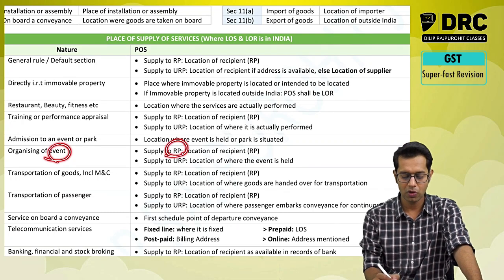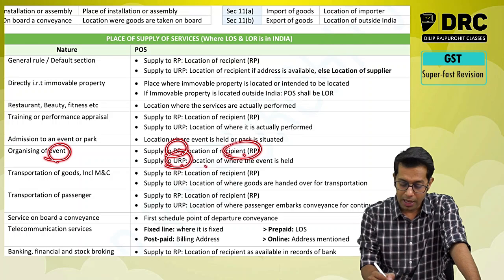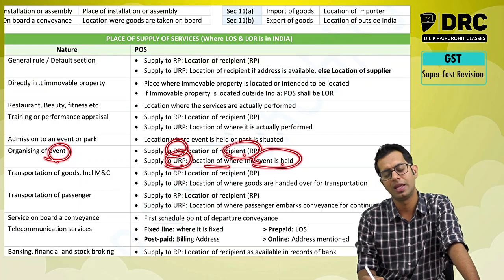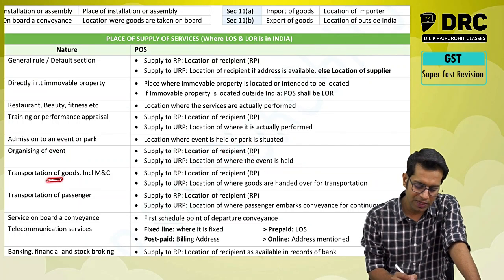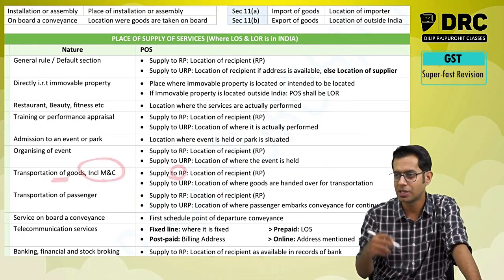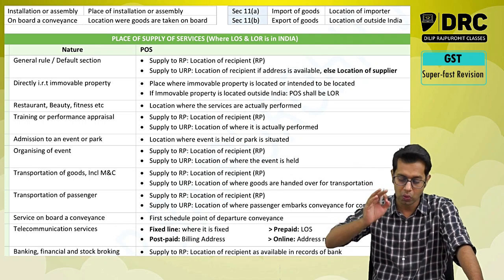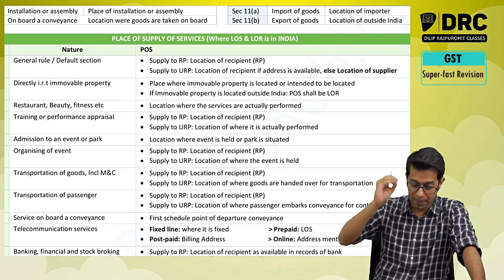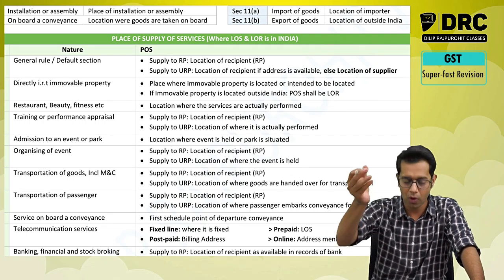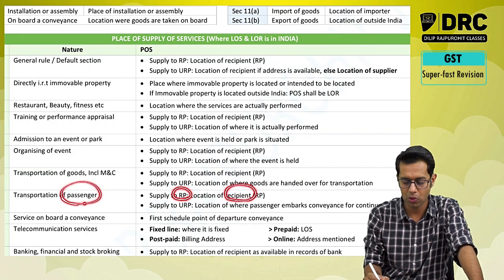In case of admission to an event, entry fees, the place of supply will be the location where that event is held. And in case of organization of an event, the place of supply will be taken as what, sir? If it is given to a registered person, then the location of the registered person. If those services are given to an unregistered person, then the location where the event is held will be taken as place of supply. In case of transportation of goods, including by mail and courier, if it is given to a registered person, the location of registered person. If it is given to an unregistered person, the place where the goods are handed over for transportation. In case of passenger transport services, if it is given to a registered person, location of registered person.